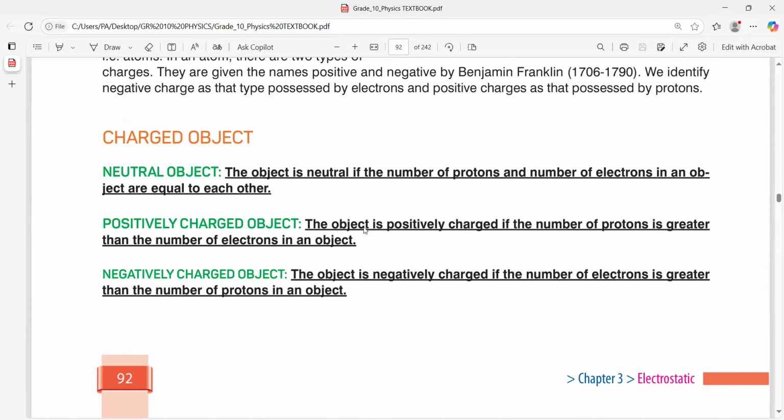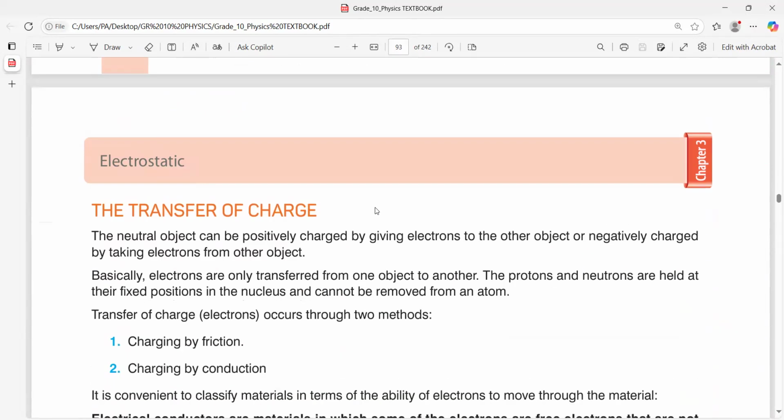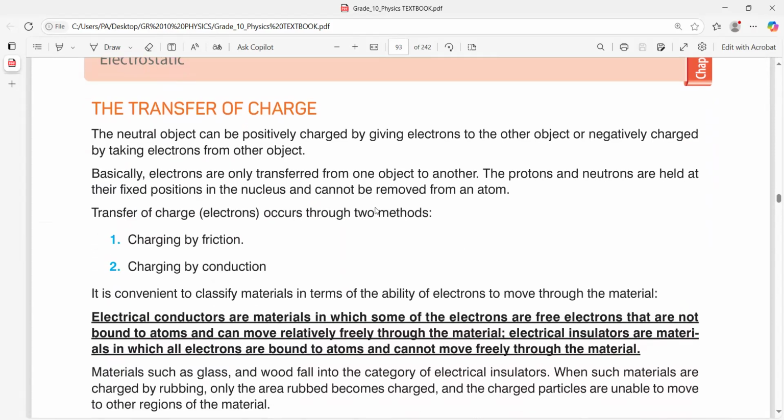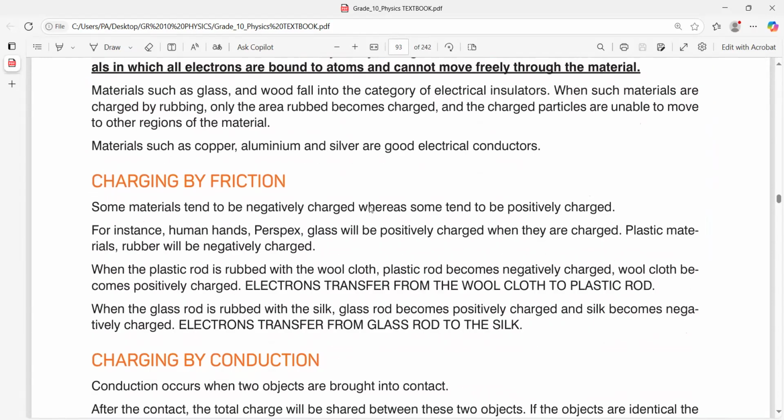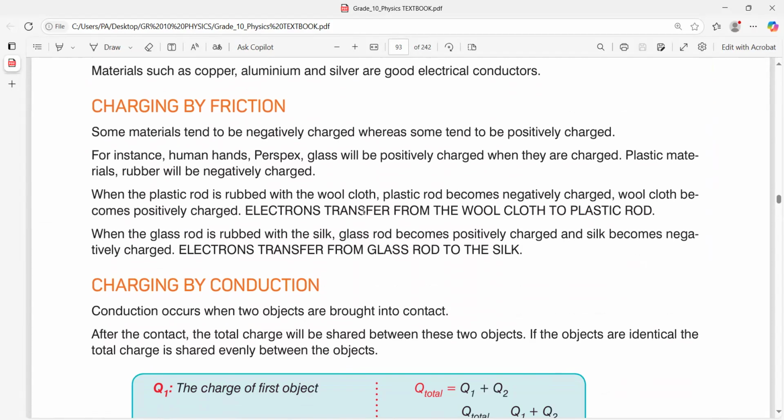Neutral object means the number of protons and the number of electrons are the same. Positively charged, we have more protons. Negatively charged, we have more electrons. And transfer of charge, so we have charging by friction and charging by conduction. Charging by friction, you rub two objects against each other, and then electrons move from one to another. Electrons transfer from wool cloth to plastic rod, and electrons transfer from glass rod to silk.